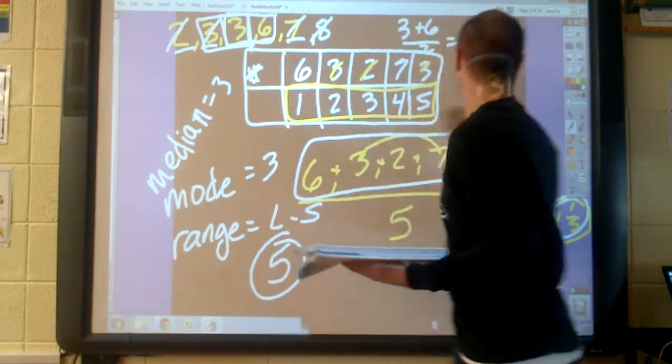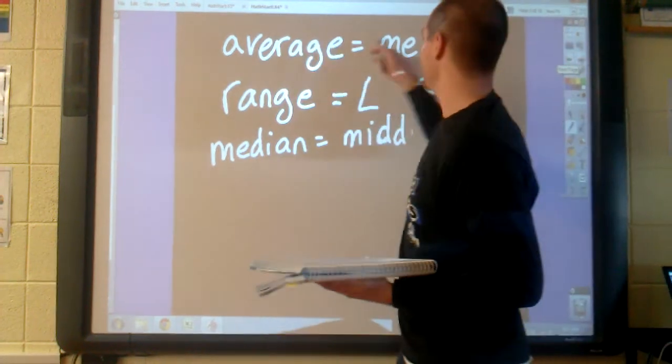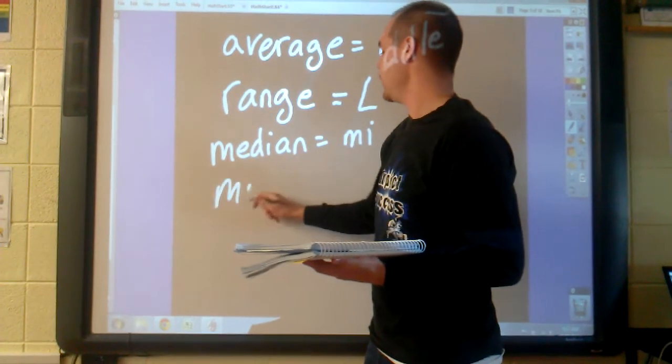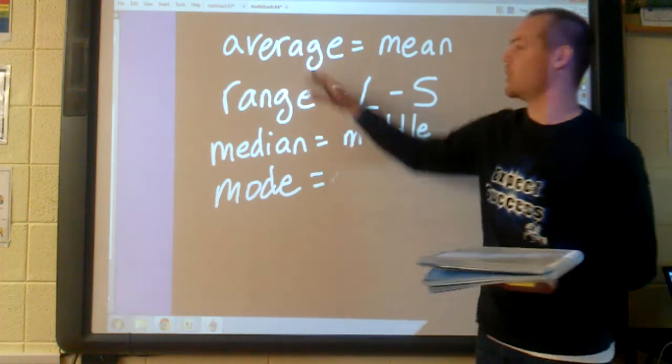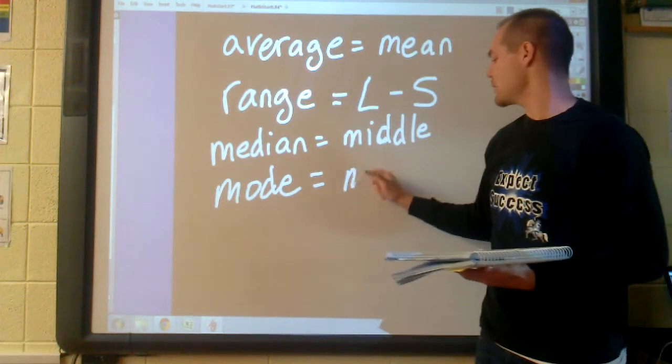Okay, and then finally, I've got mean, range, median. I don't have mode. On the back of your sheets, all of this should be written down. Let's just write most common.